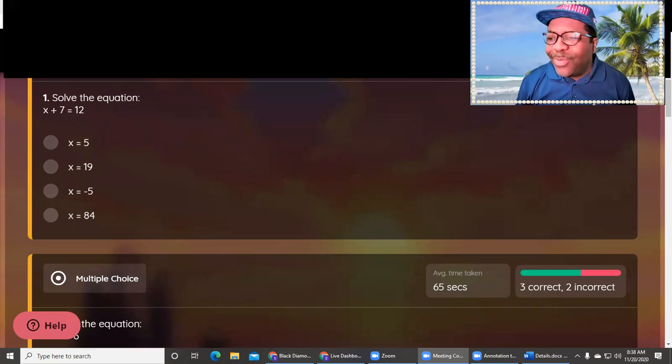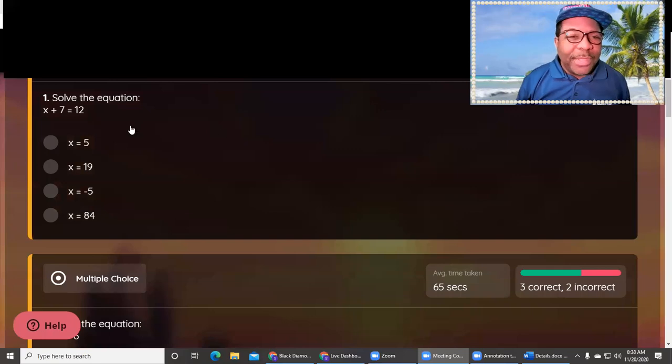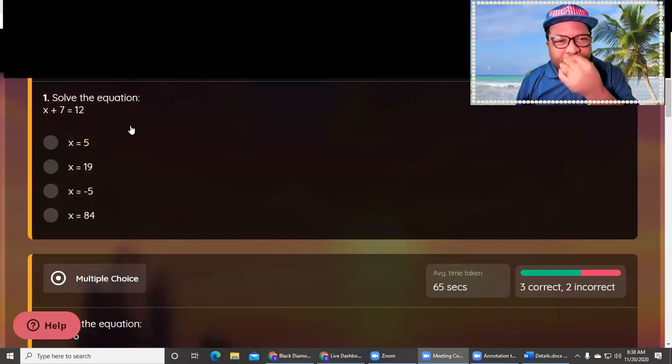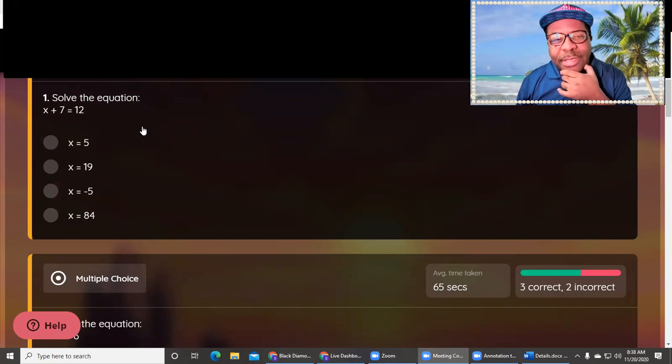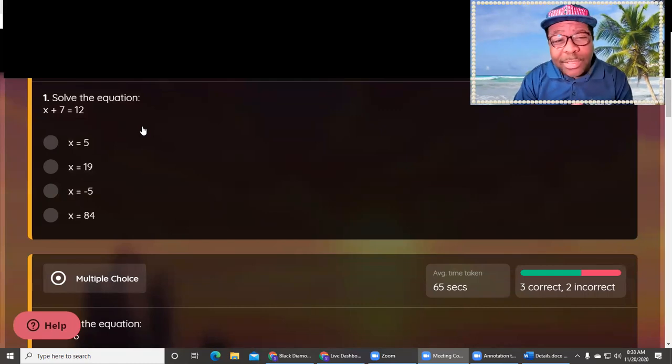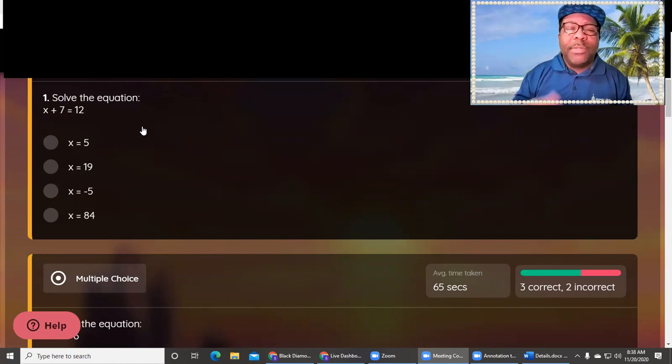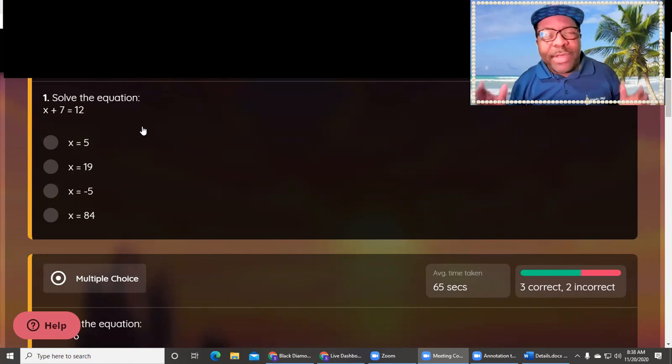All right, so what we're going to do today is go over these equations that were part of an earlier quiz activity. The classroom members didn't do so well on these questions, so we're going to go through them now so we understand how to solve these problems. This is solving for a variable.